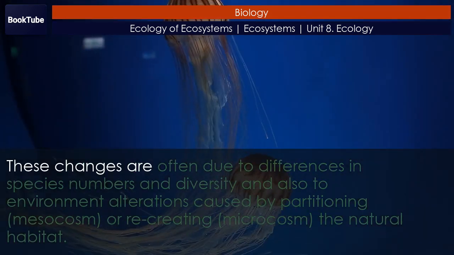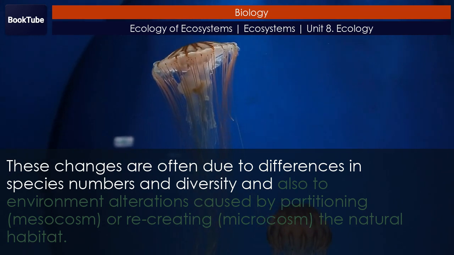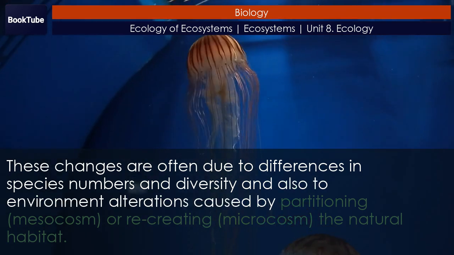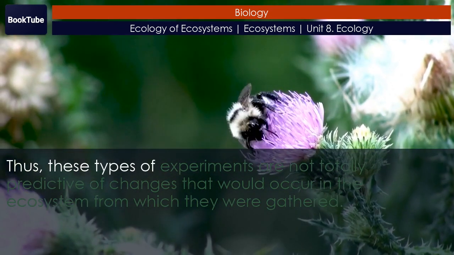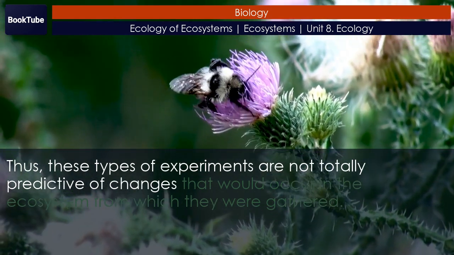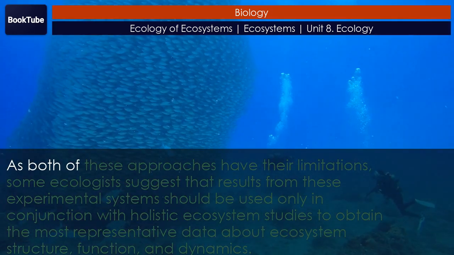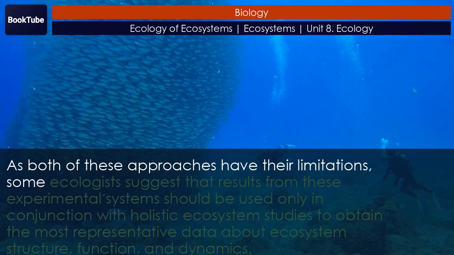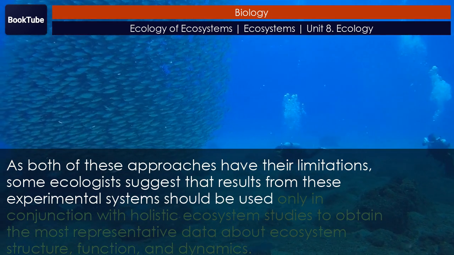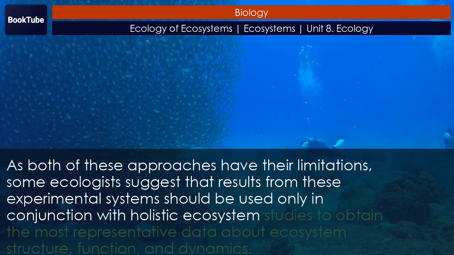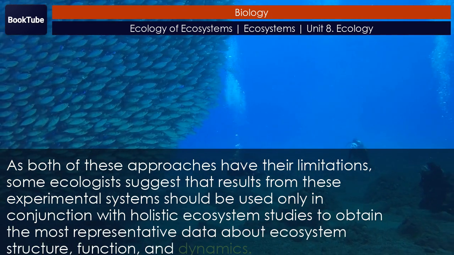These changes are often due to differences in species numbers and diversity and also to environment alterations caused by partitioning, mesocosm, or recreating, microcosm, the natural habitat. Thus, these types of experiments are not totally predictive of changes that would occur in the ecosystem from which they were gathered, as both of these approaches have their limitations. Some ecologists suggest that results from these experimental systems should be used only in conjunction with holistic ecosystem studies to obtain the most representative data about ecosystem structure, function, and dynamics.